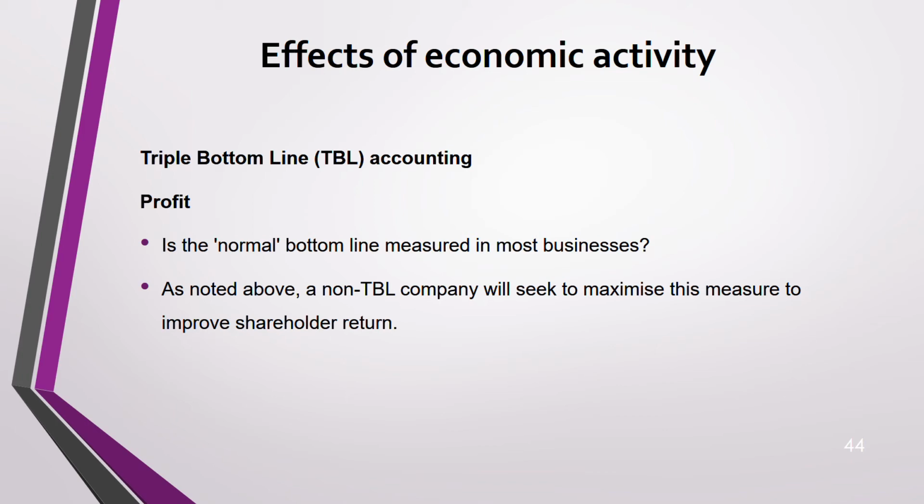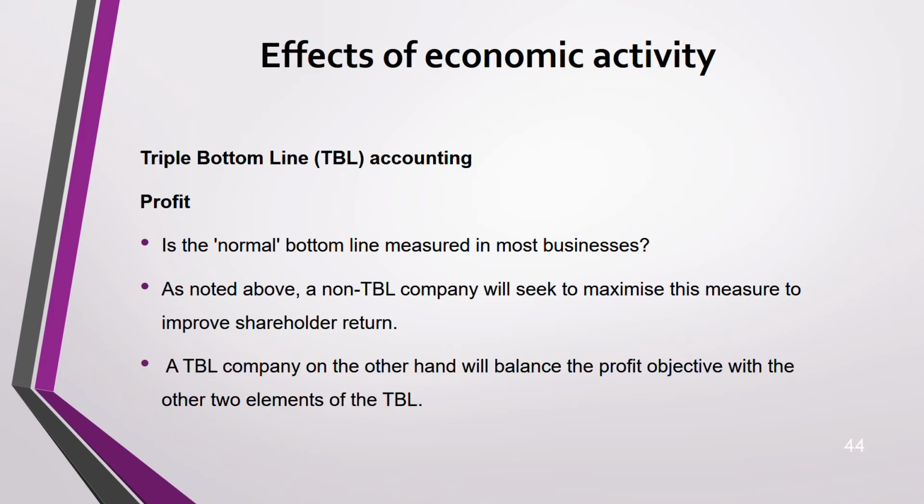So if you are a non-TBL company, a non-triple bottom line company, you only want to increase your profit. That's it. Shareholder return. But if you are a TBL company, yes, it's true that you might want to increase your profit, but you will be balancing the other two elements also, people and planet. You will keep profit aligned with those three. Understanding?